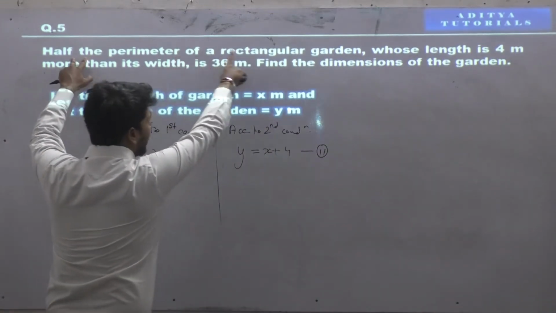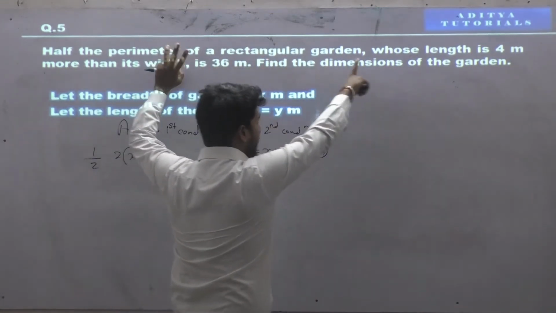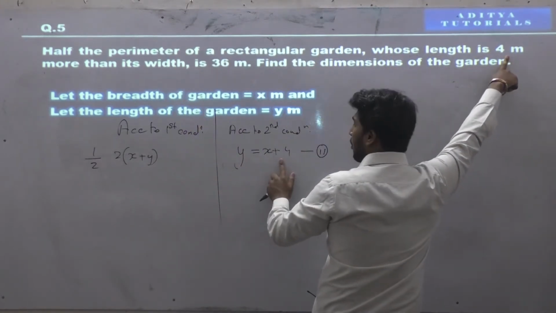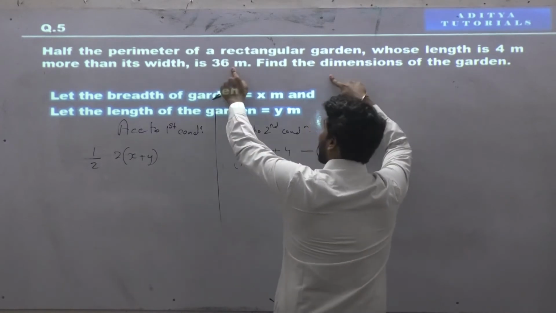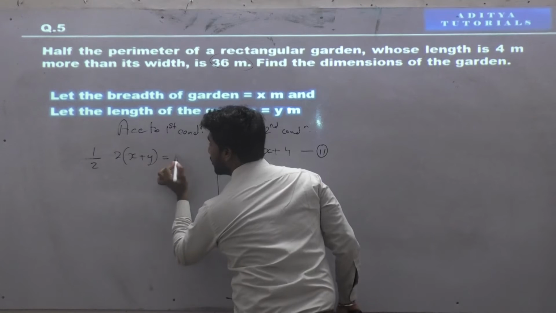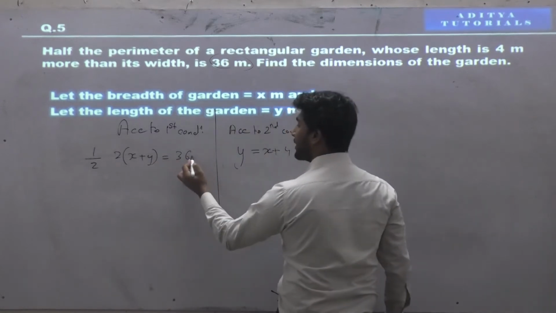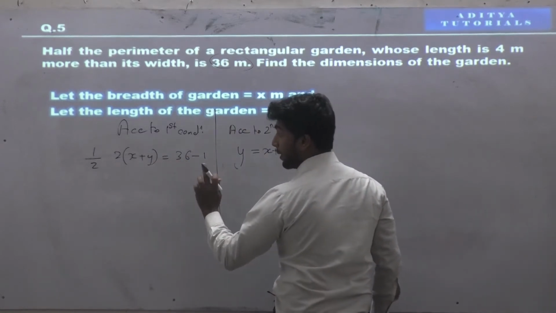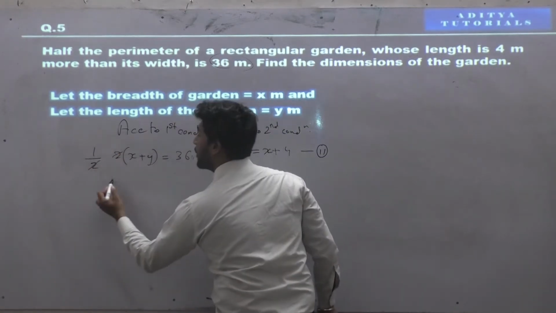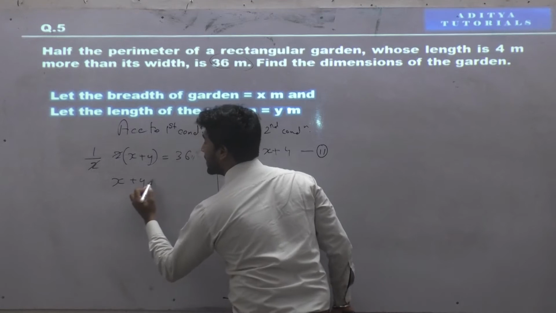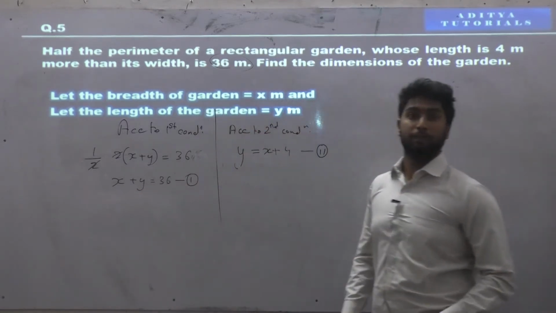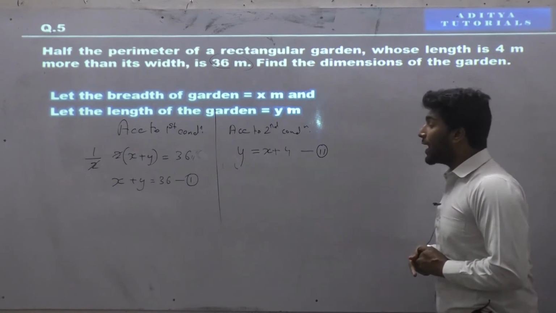Half the perimeter of a rectangular garden whose length is 4 meter more than its width is 36 meter. Half of the perimeter is equal to 36. Not marking this yet, because we need to solve. 2 cancels 2, now we get x plus y is equal to 36. Marking this as equation number 1. So we got equation number 1.